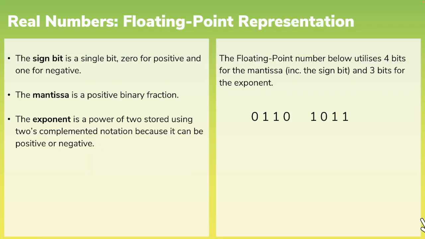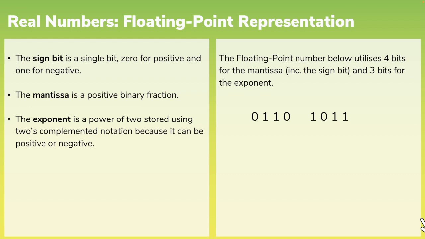When we're storing real numbers using floating point representation, there are three parts to a number. The sign bit is a single bit, and it denotes whether the number is positive or negative. The mantissa is a positive binary fraction, and the exponent is the power of 2 stored using 2's complement notation, because the exponent can be negative or positive.